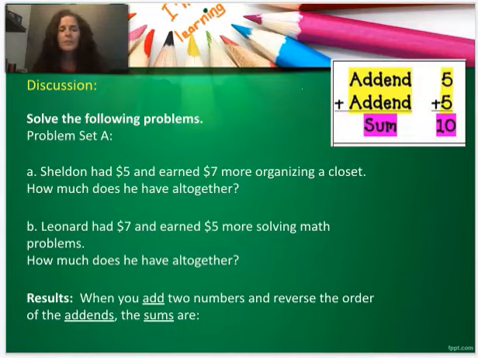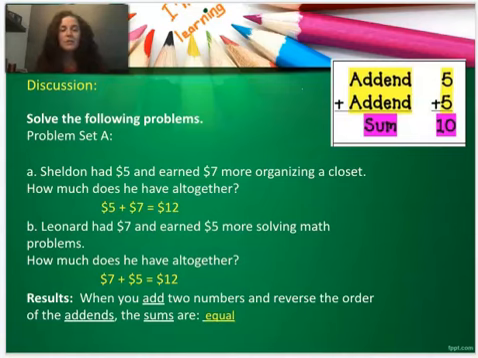So what I want you to think about is when you add two numbers and reverse the order of the addends, what are the sums? So in the first problem, you wrote $5 plus $7 equals $12. In the second problem, you wrote $7 plus $5 equals $12. So there's still a 7 and a 5, but this time the addends are reversed. So when you add two numbers and reverse the order of the addends, the sums are equal or the same. That is the commutative property. So 2 plus 3 equals 3 plus 2. Changing the order does not change the result. That's true for addition.